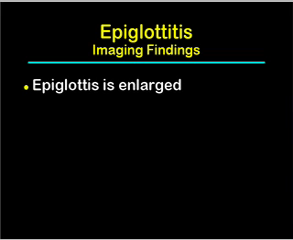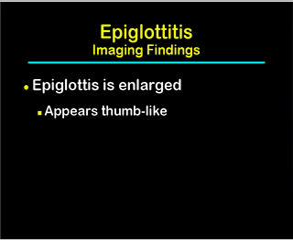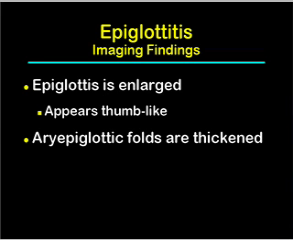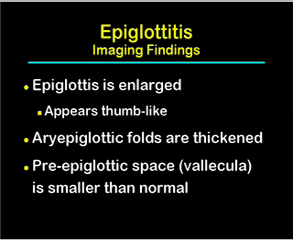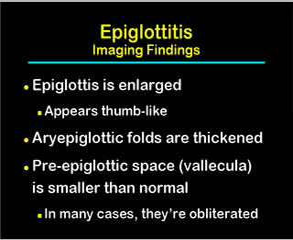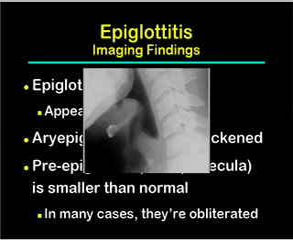The imaging findings are that the epiglottis is enlarged, it appears thumb-like in size, the aryepiglottic folds are thickened, and the preepiglottic space, the vallecula, is smaller than normal. In many cases, the valleculae are obliterated.